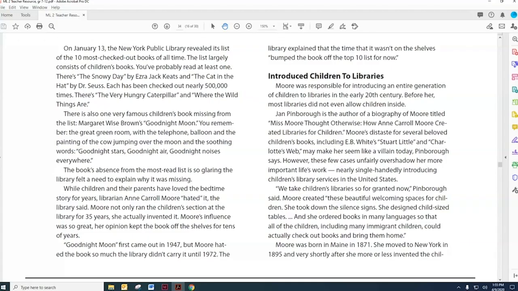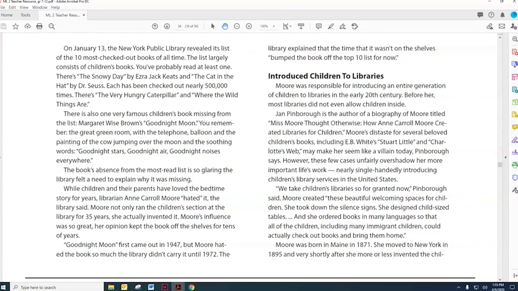On January 13th, the New York Public Library revealed its list of the 10 most checked out books of all time. The list largely consists of children's books. You've probably read at least one. There's Snowy Day, The Cat in the Hat. Each has been checked out nearly 500 times. There's Very Hungry Caterpillar and Where the Wild Things Are.